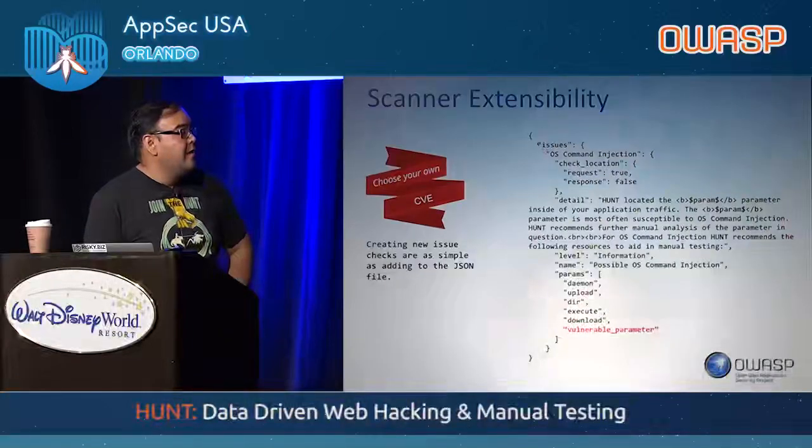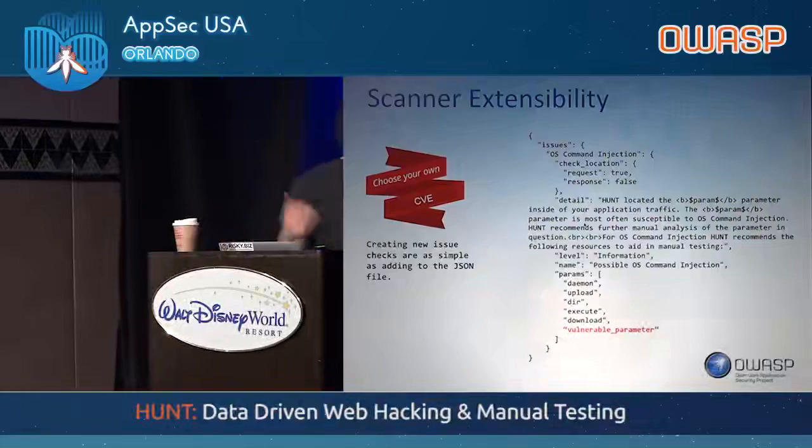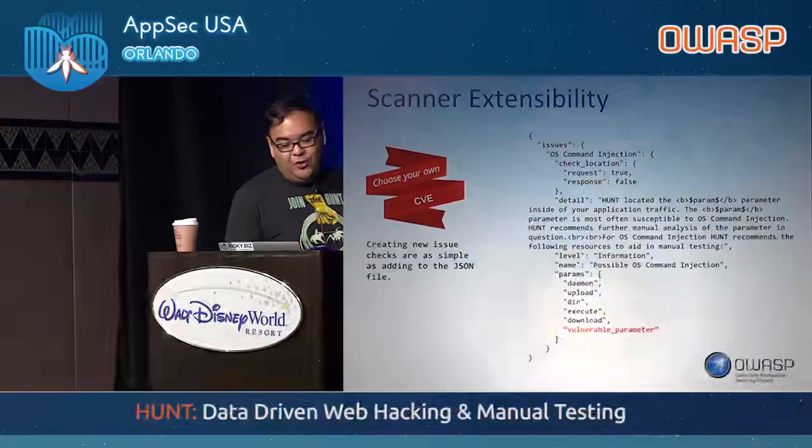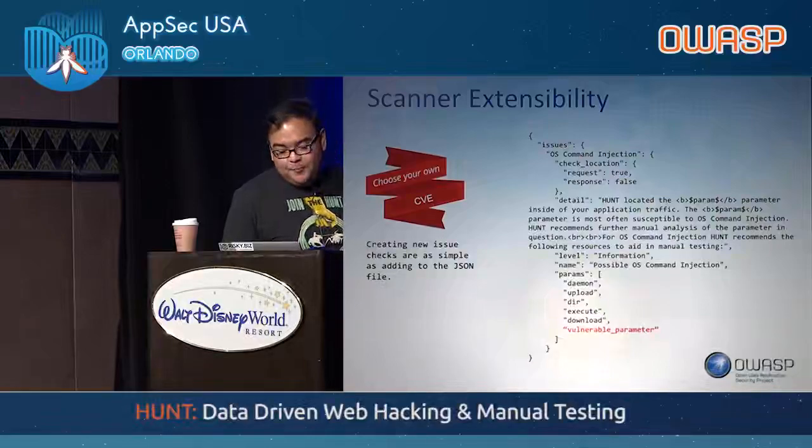So this is what an issue looks like from the JSON file. Let's say that you wanted to add another parameter on OS command injection. You might be like, JP, you're a moron. You don't know what you're talking about. This parameter here is actually vulnerable, and you didn't include that in your data set. That's fine. You can add that into your own JSON file, and then you will find that whenever you're doing your testing. So we wanted to make that very, very easy to do.